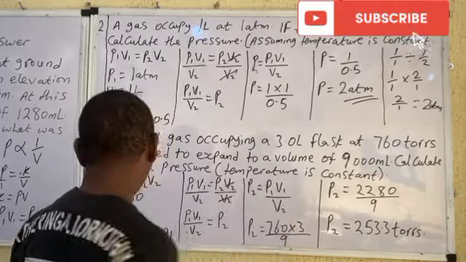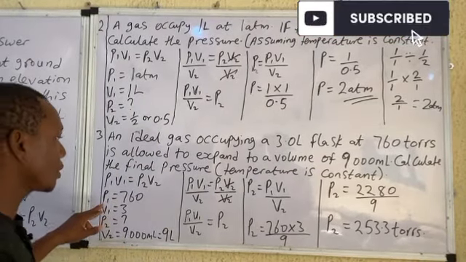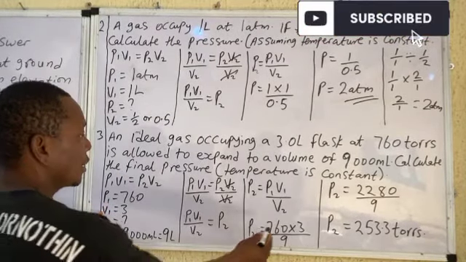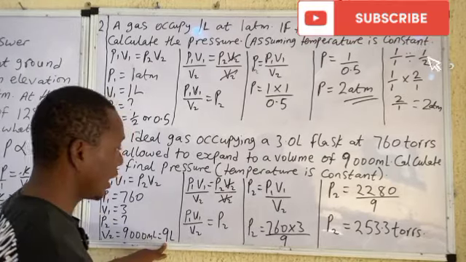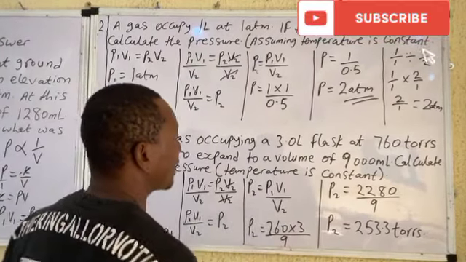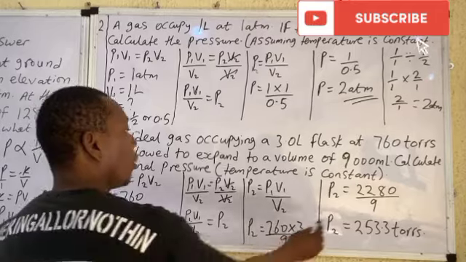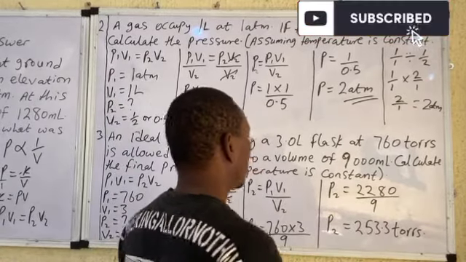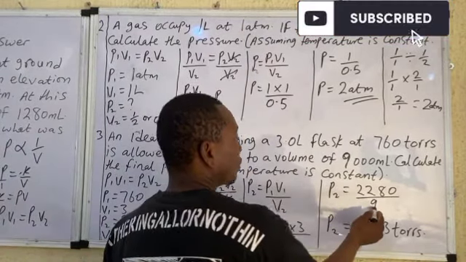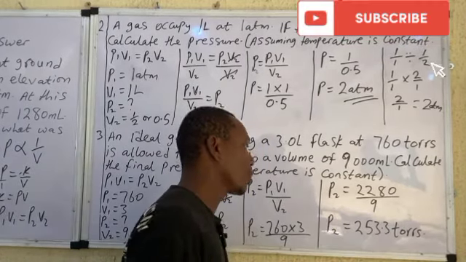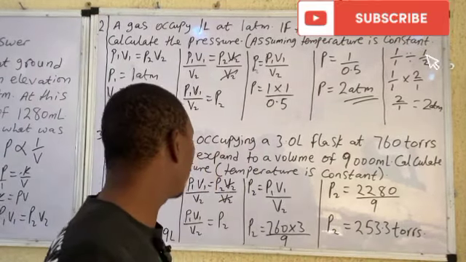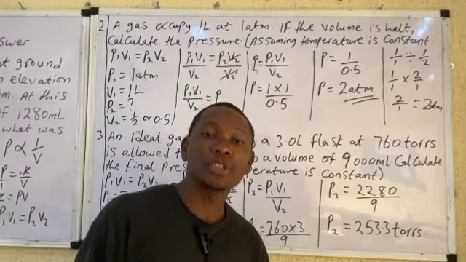What is our P1? Our P1 is 760. Our V1 is 3, then our V2 is 9. So if you multiply 760 by 3, you have this all over 9. Then our final answer, if you use 9 to divide this, you now have 253.3 torr as your final pressure, which is the P2.